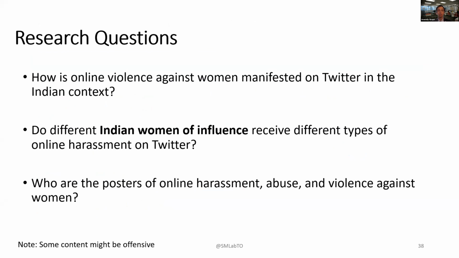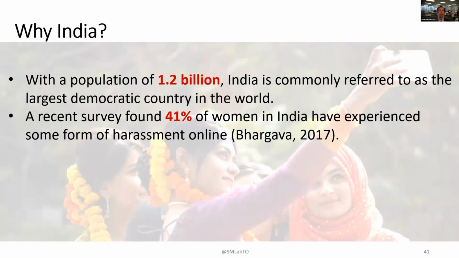Essentially, the questions we explored here were very similar to what Philip presented earlier, but in a different context. We were interested in how online violence against women is manifested on Twitter in the Indian context. Do different Indian women of influence receive different types of online harassment on this platform? And how do the posters of online harassment, abuse, and violence against women perform those harassments, and who are they in general? Can we develop a profile?